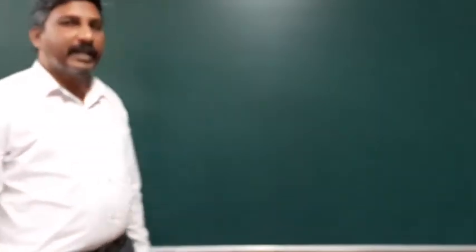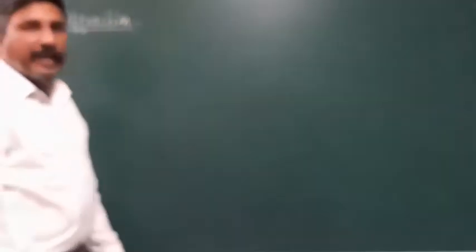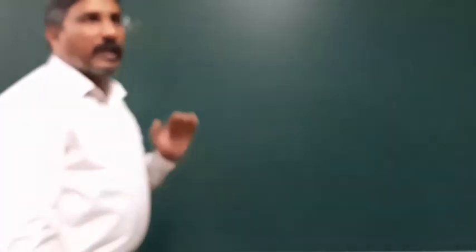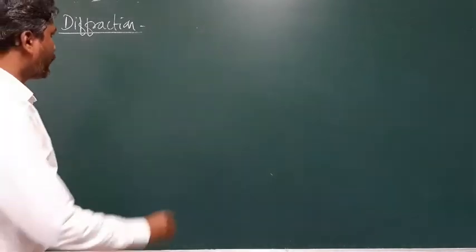Hello friends, now we start the chapter Wave Optics, and the last article from the chapter Wave Optics is diffraction. We already studied the meaning of diffraction: the bending of light rays at the edges of an obstacle and entering into the region of geometrical shadow is called diffraction.